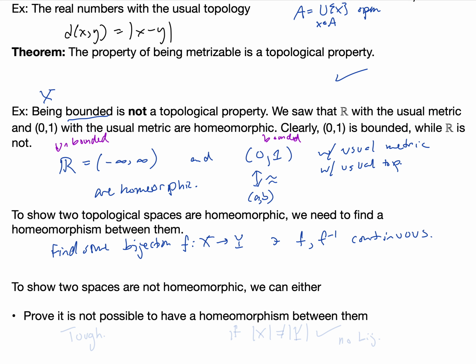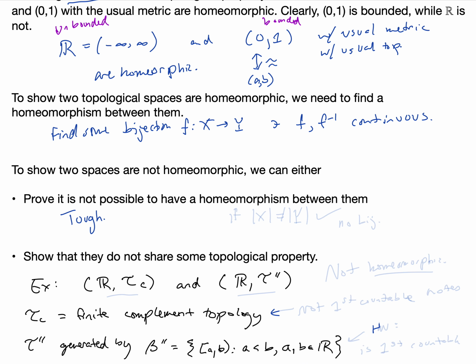To show that two spaces are not homeomorphic, there's two ways we could do that. One is we could prove that it is not possible to have a homeomorphism between them. This can often be tough. So this is not just showing that a particular function is not a homeomorphism, but that no such homeomorphism can exist. In some cases it might be obvious, like if the cardinality of x is not equal to the cardinality of y, then that's immediate because there's no bijection between them, and therefore no homeomorphism between them. But if they do have the same cardinality, then it could be kind of difficult.